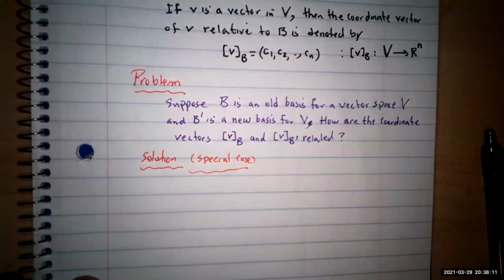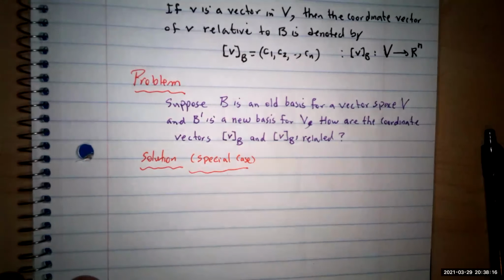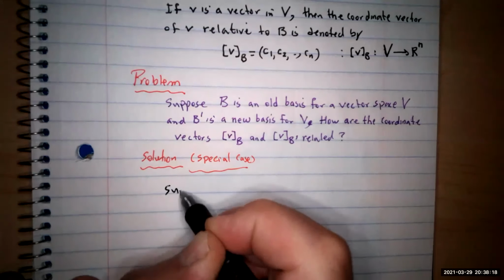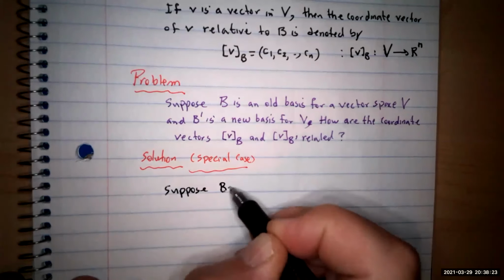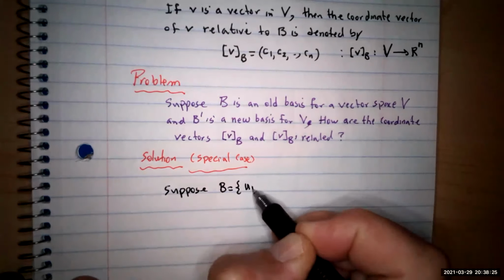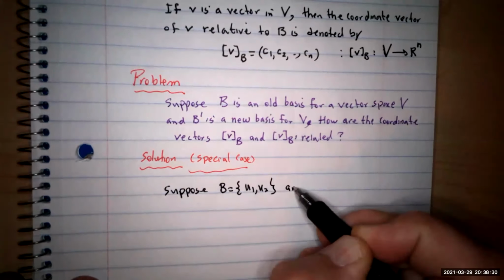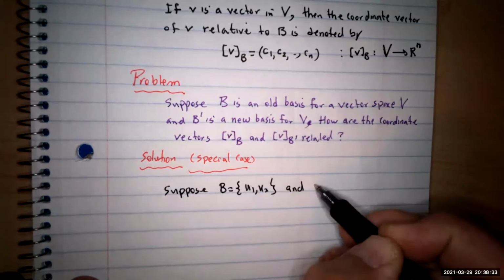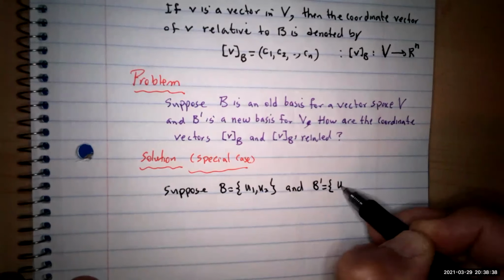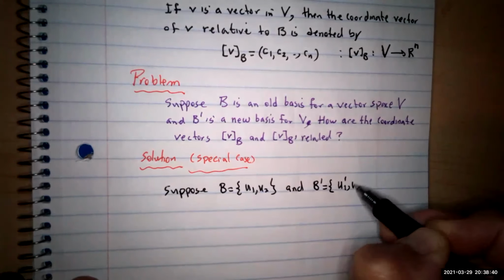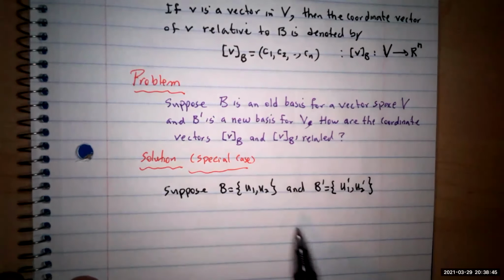What is going to be the special case? Just pick two of these. Pick the B and the B prime in two dimensions. Suppose the old one has the vectors U1, U2, that's the old one. And you pick the new one, B prime, to be U1 prime and U2 prime. Okay, that's going to be B prime.